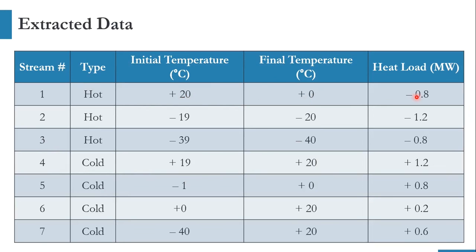Plus 20 to 0, with a heat load of, obviously, 0 minus 20 multiplied by Cp; that is the heat load calculation. Then minus 19 to minus 20: simply minus 20 minus minus 19, so it will be minus 1. Since the answer is negative, obviously it is a hot stream. Then minus 40 minus minus 39, so it will be minus 1. So it's also a hot stream.